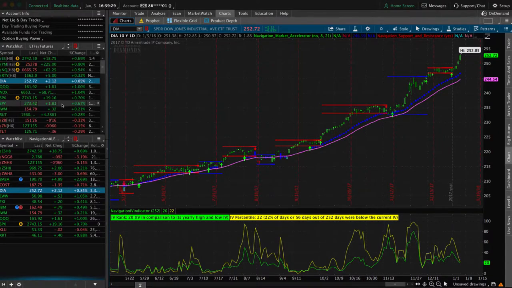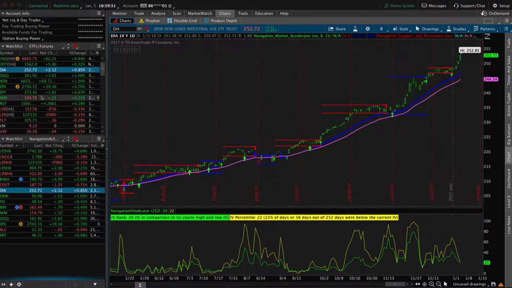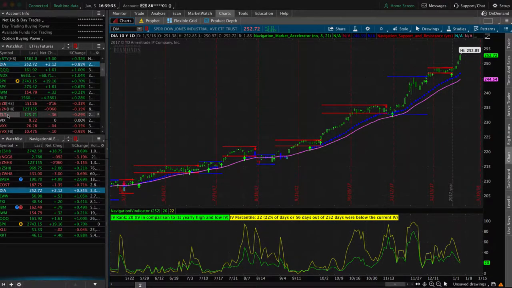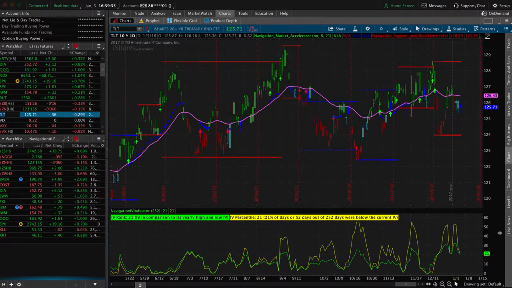This is another one of those where, when we're trading a futures, we have to use the corresponding ETF, which in this case is TLT. So if you look at TLT, you can see we got that nice contraction in implied volatility the last couple days, which gave us the opportunity to book that quick profit.